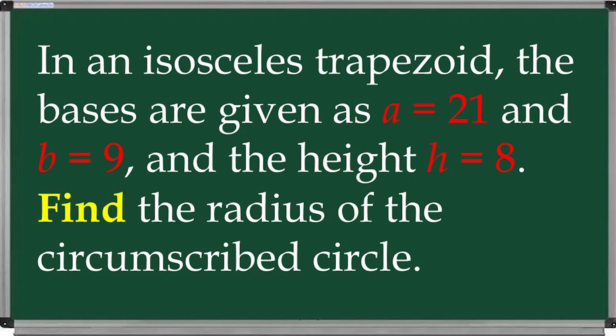Welcome! Today we're going to break down a geometry problem involving an isosceles trapezoid and a circumscribed circle. The problem gives us an isosceles trapezoid with a longer base AD of 21, a shorter base BC of 9, and a height of 8. Our goal is to find the radius of the circle that this trapezoid is inscribed in.